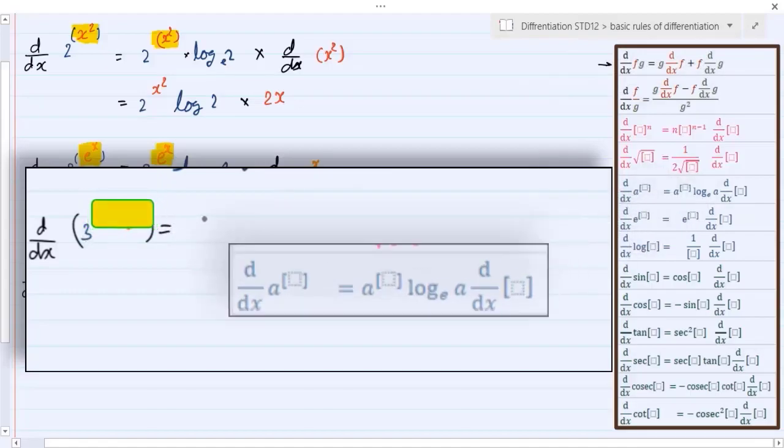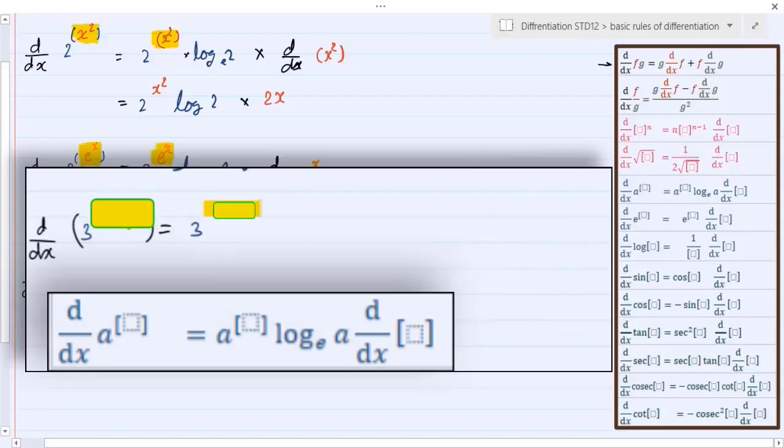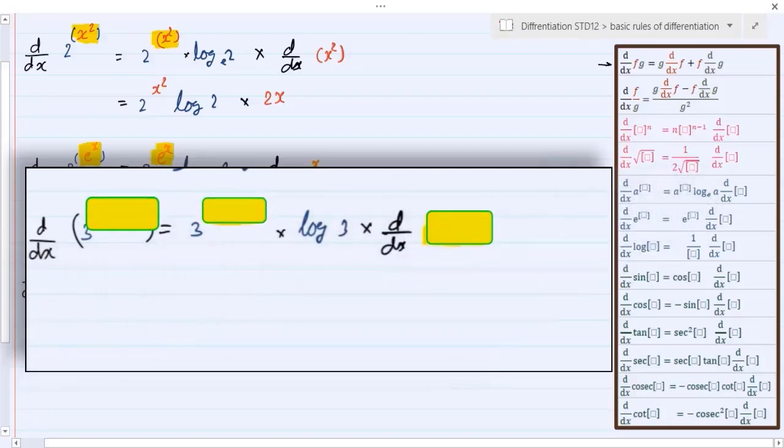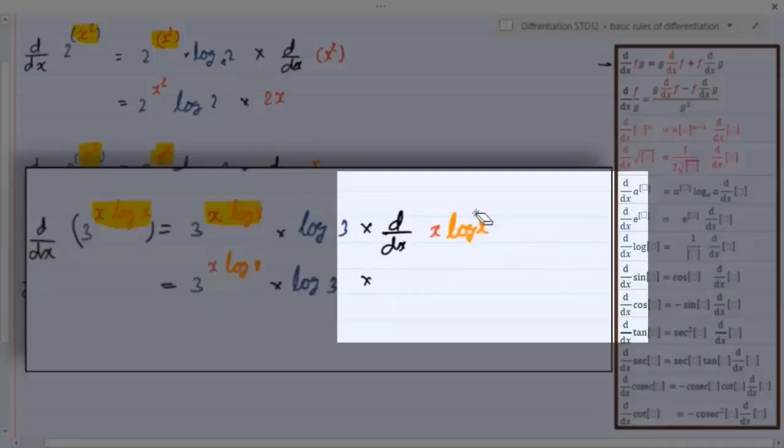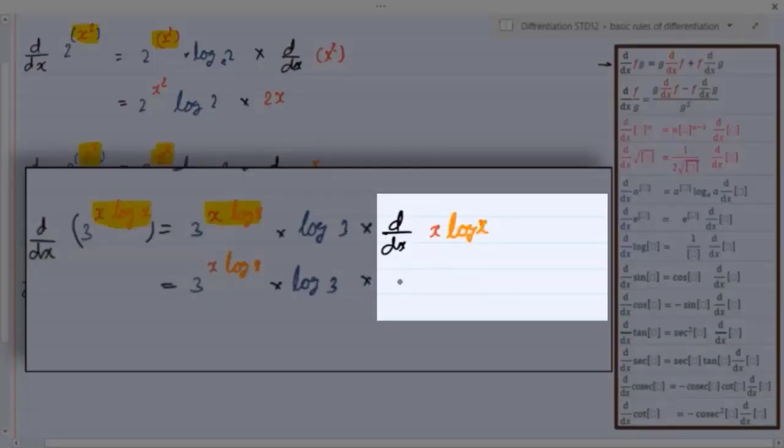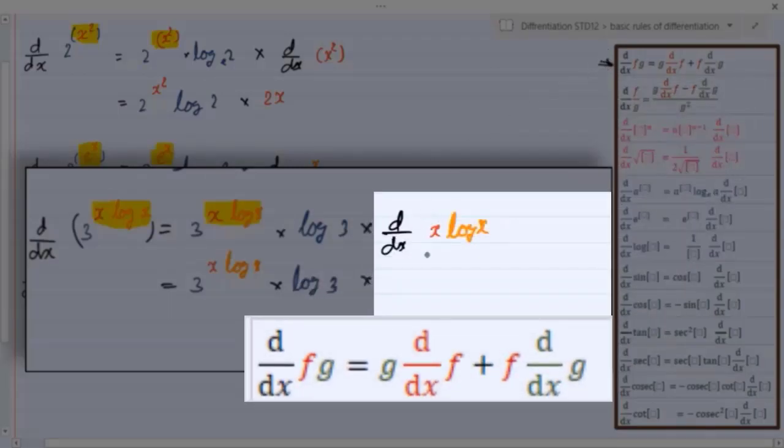Differentiation of 3 raised to box is 3 raised to box into log 3 into d by dx of box. Within the box we have x log x. So now we don't have to worry about this 3 raised to x log x into log 3. We just have to focus on differentiation of x log x, and for that we have to apply the multiplication rule.